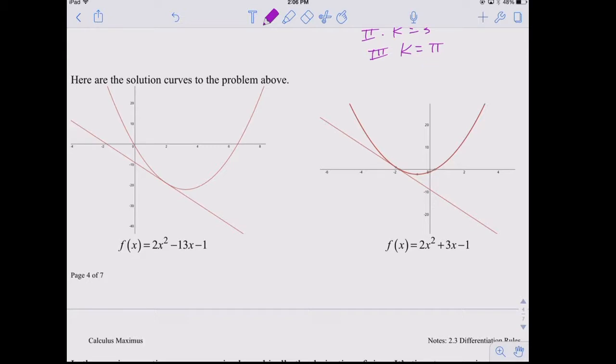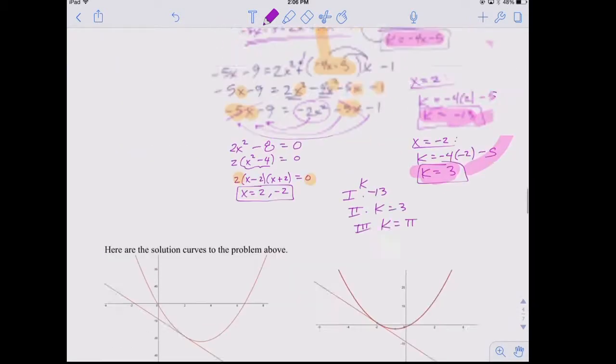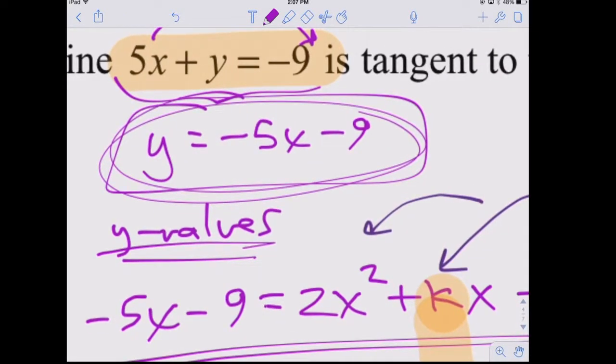So that's essentially what we did. We found the 2 parabolas that were tangent to that line. And we also found the x values where it happens. Could we then write the equation of that tangent line? We could, or we can just say, hey, we already have it.